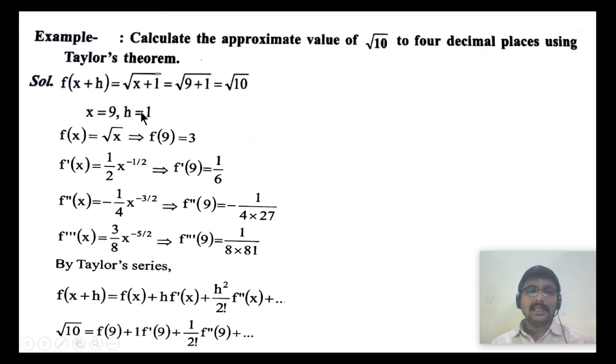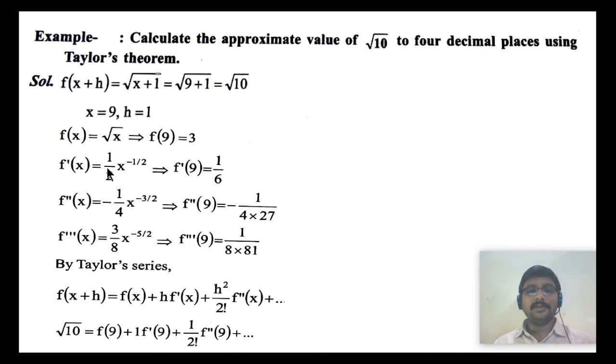So x is 9 and h is 1, so that f of x plus h is defined as square root of 10. Now f of x is root x. So f of 9 is root 9. Root 9 value is 3. f dash of x is the derivative of f of x with respect to x.